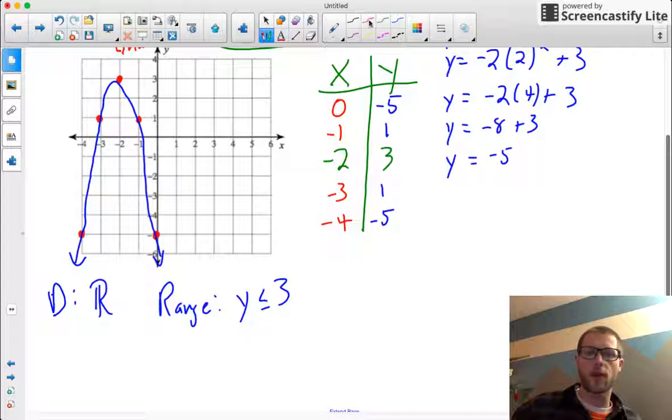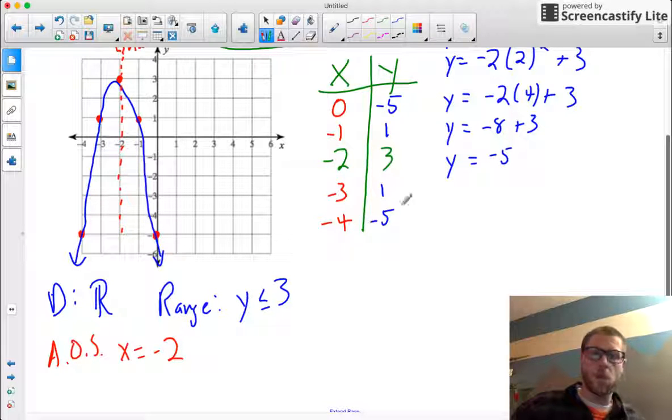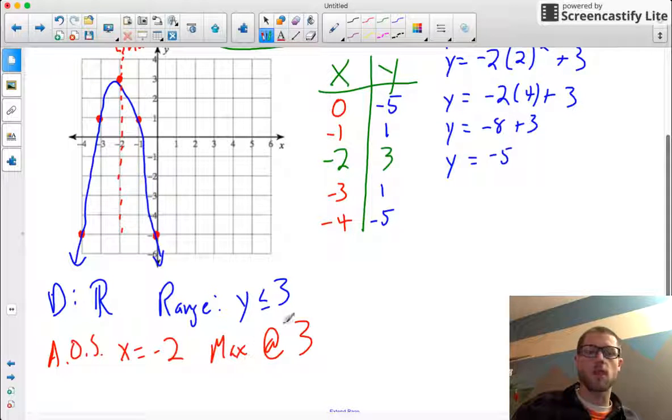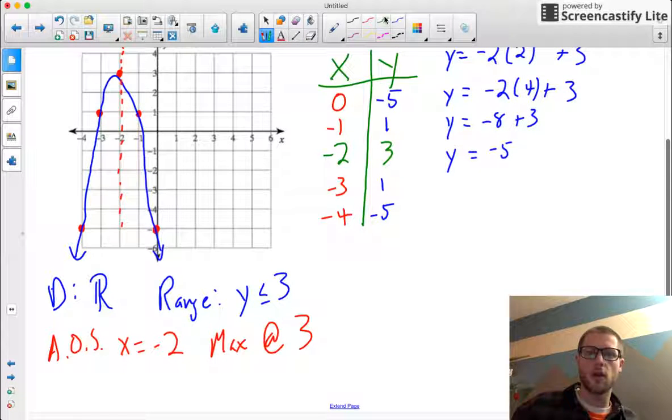Let's see, what else? I've got an axis of symmetry that goes through the vertex. And that axis of symmetry is going to be given by the equation x equals -2. I could say that I have a max, since this is the highest point on my graph. The max is at, the y value is 3, so the max is at 3. And I already said concave down, it's narrower. And then as far as increasing, decreasing, I could also describe those two things.